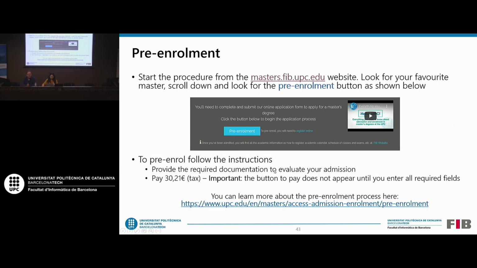One important thing, I don't know if it's a bug or a feature of our system: when you put in all your personal and academic information, until you fill in all the fields, the button to pay the tax will not appear. If the button doesn't appear, it means that you are missing some information.